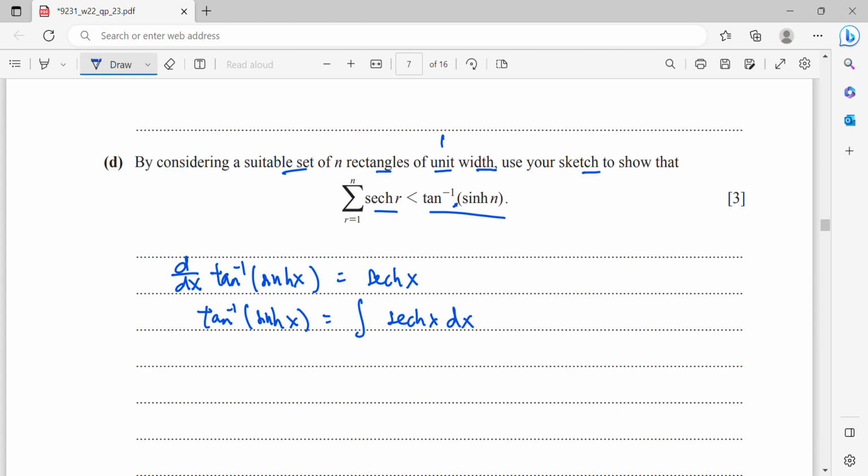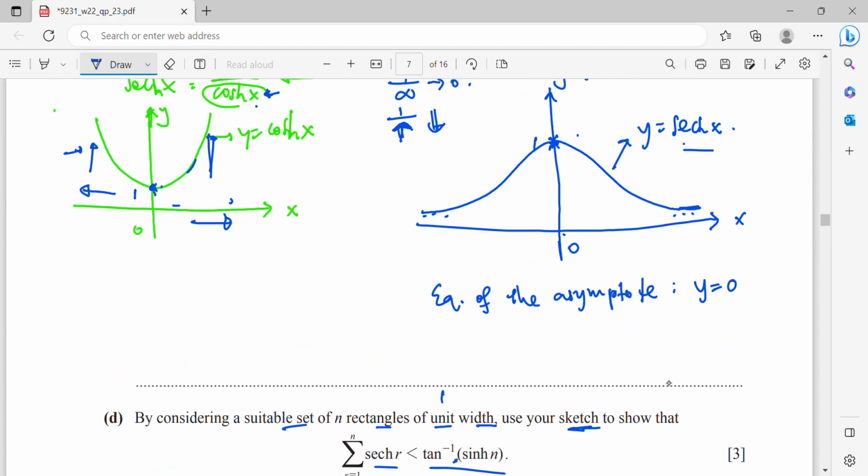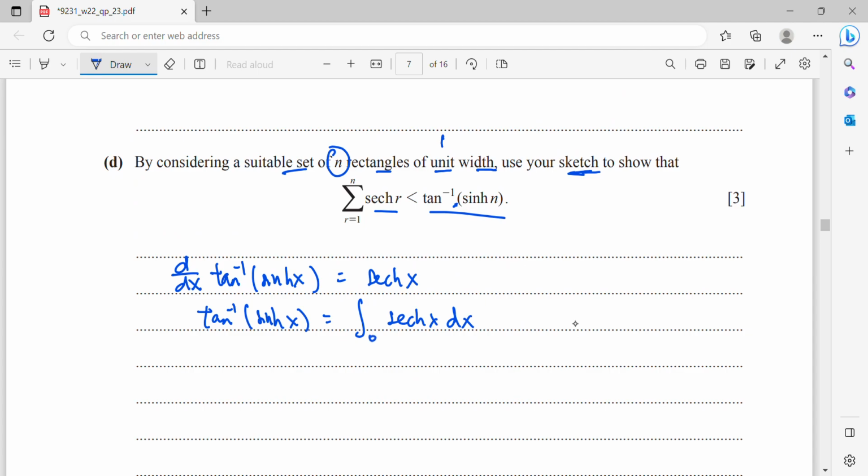Since we need to use a graph, use a sketch. Here, we will consider 0 to n, just this part, because it's mentioned n sets of rectangles. Differentiating the left-hand side gives the right-hand side, so if I integrate the right-hand side, I will get back the left-hand side. And when I add the limits, it becomes the definite integral.